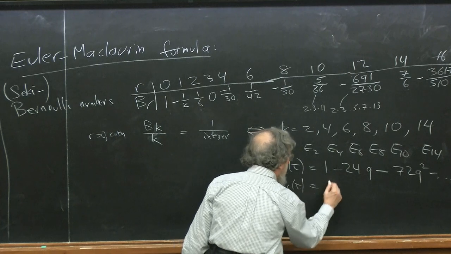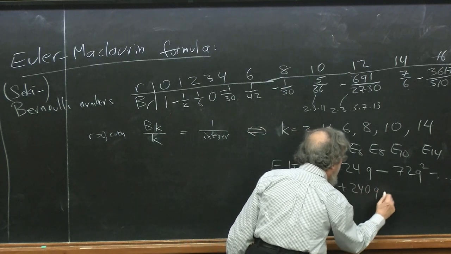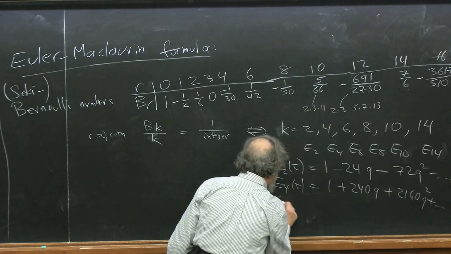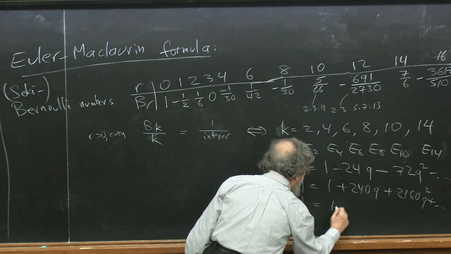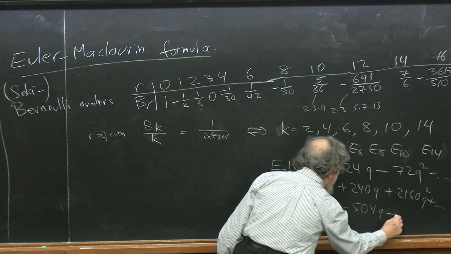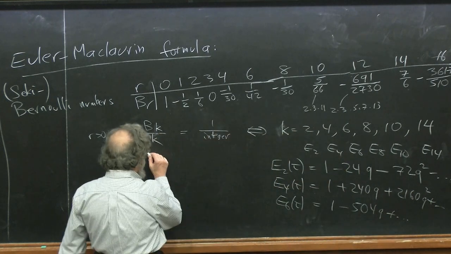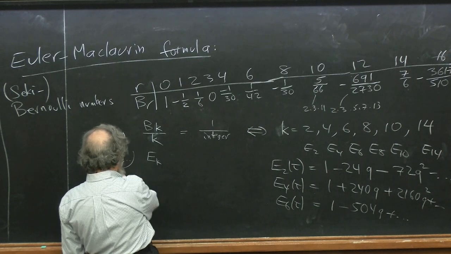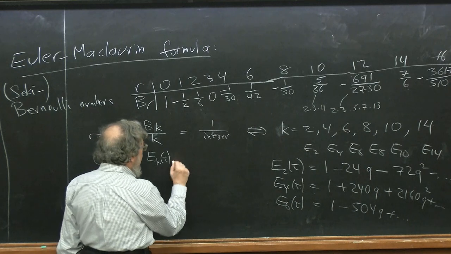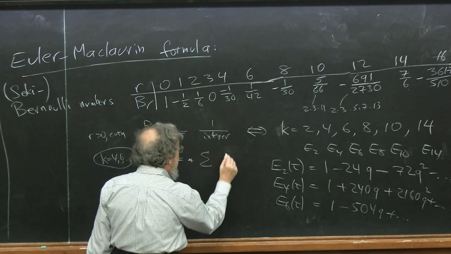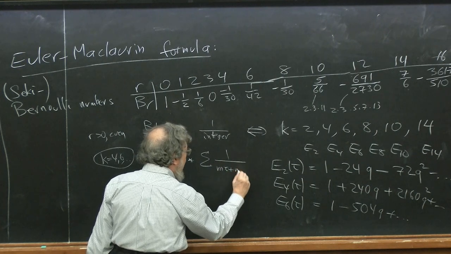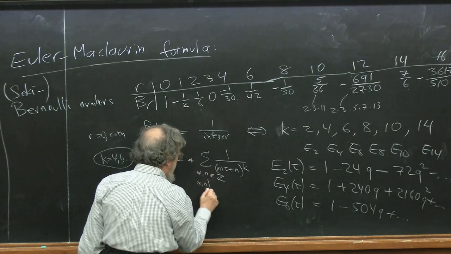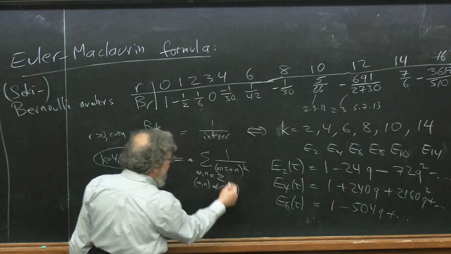E4 of tau is 1 plus 240 q plus 2160 q squared. And so on. E6 of tau is 1 minus 504 q. And some more stuff. And these E_k of tau, if k is 4, 6, 8 or bigger, so even but not 2, then E_k of tau is up to a constant, which I could write down, but I won't, the sum of (m tau plus n) to the minus k. This is the famous Eisenstein series of weight k, sum over all pairs of integers except, of course, 0, 0, which would give you a pole.